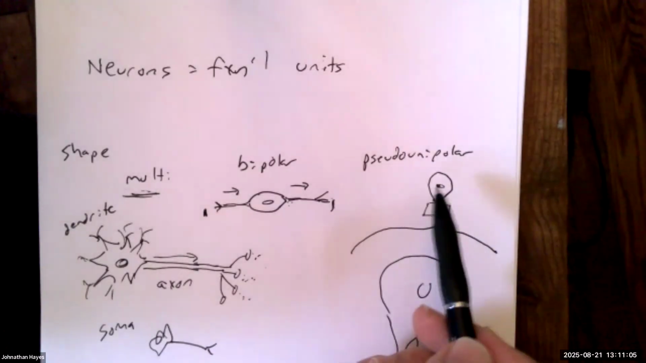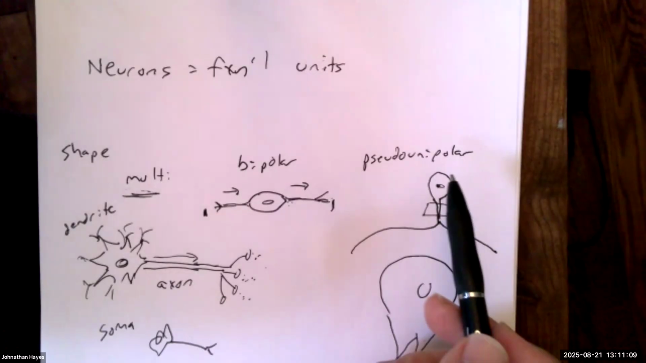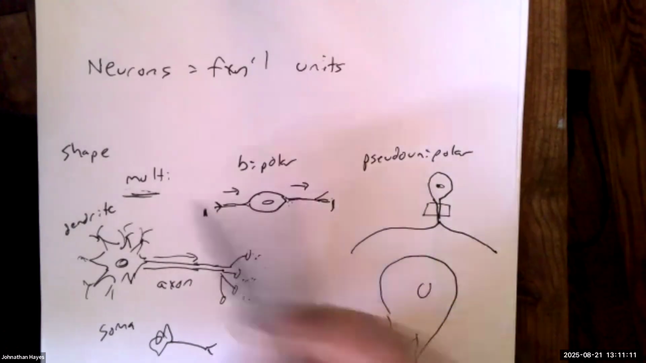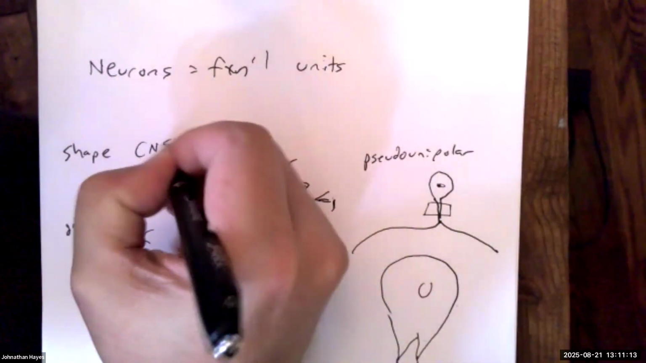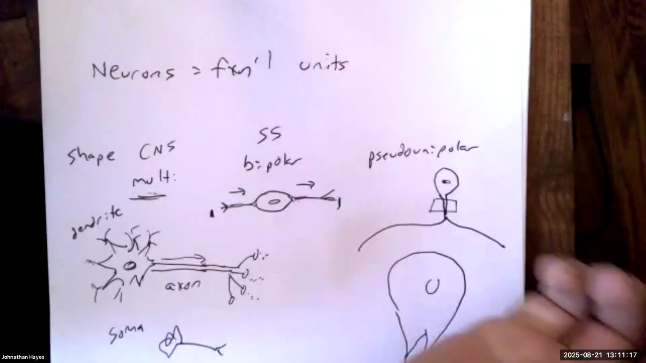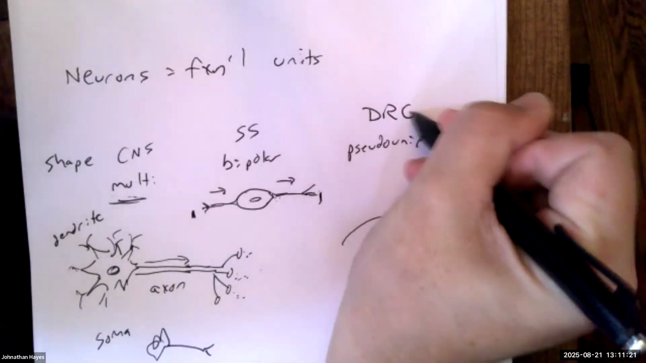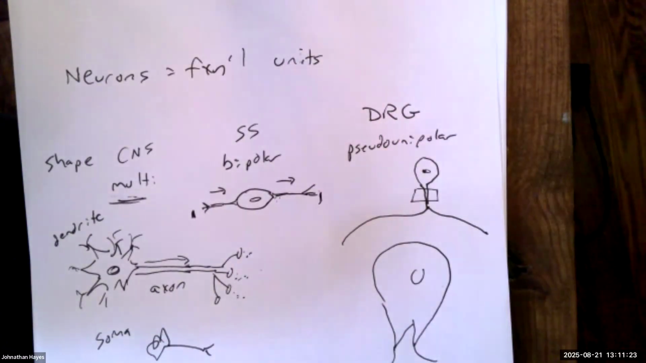And the thing we want to kind of know about this is, well, where do you find it? And that's typically the dorsal root ganglion. So with multipolar neurons, think CNS primarily. With bipolar neurons, think areas of special senses. And with pseudo-unipolar neurons, you end up thinking about what's called the dorsal root ganglion. So again, I'll review, but it's not a bad thing to review.